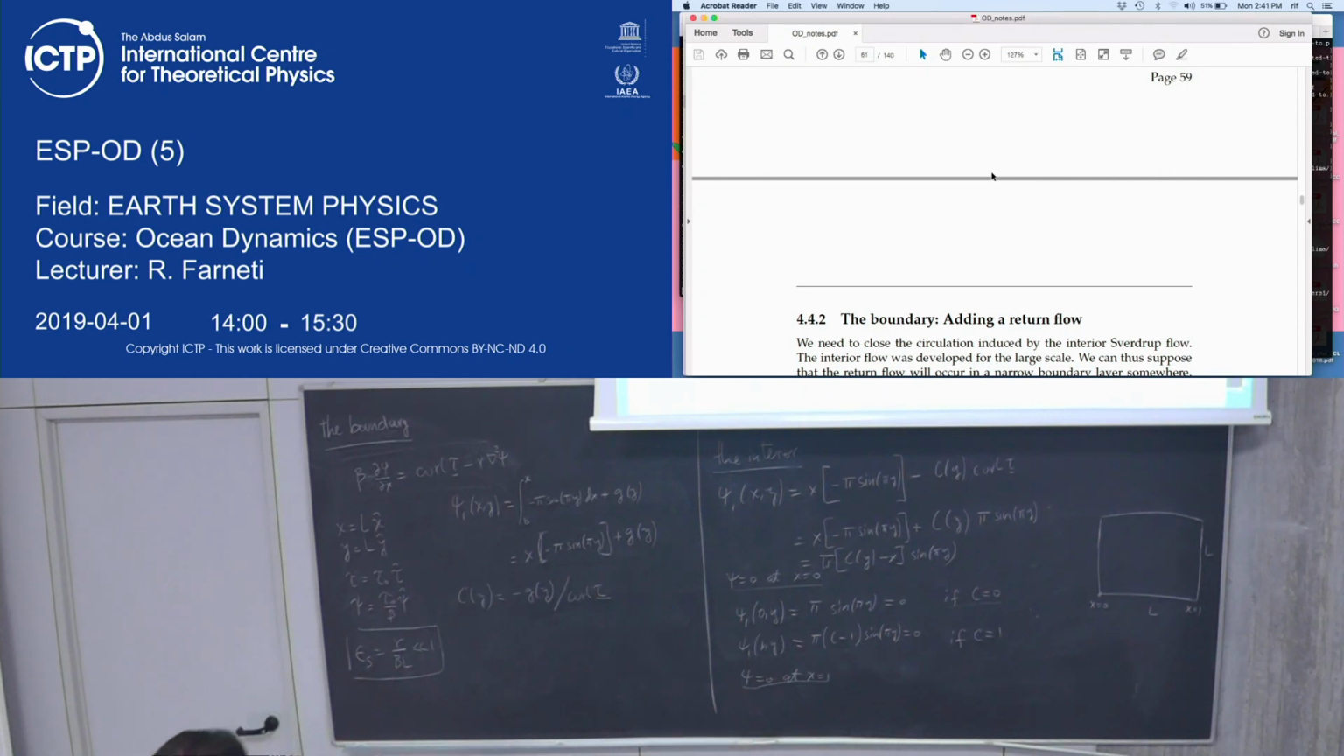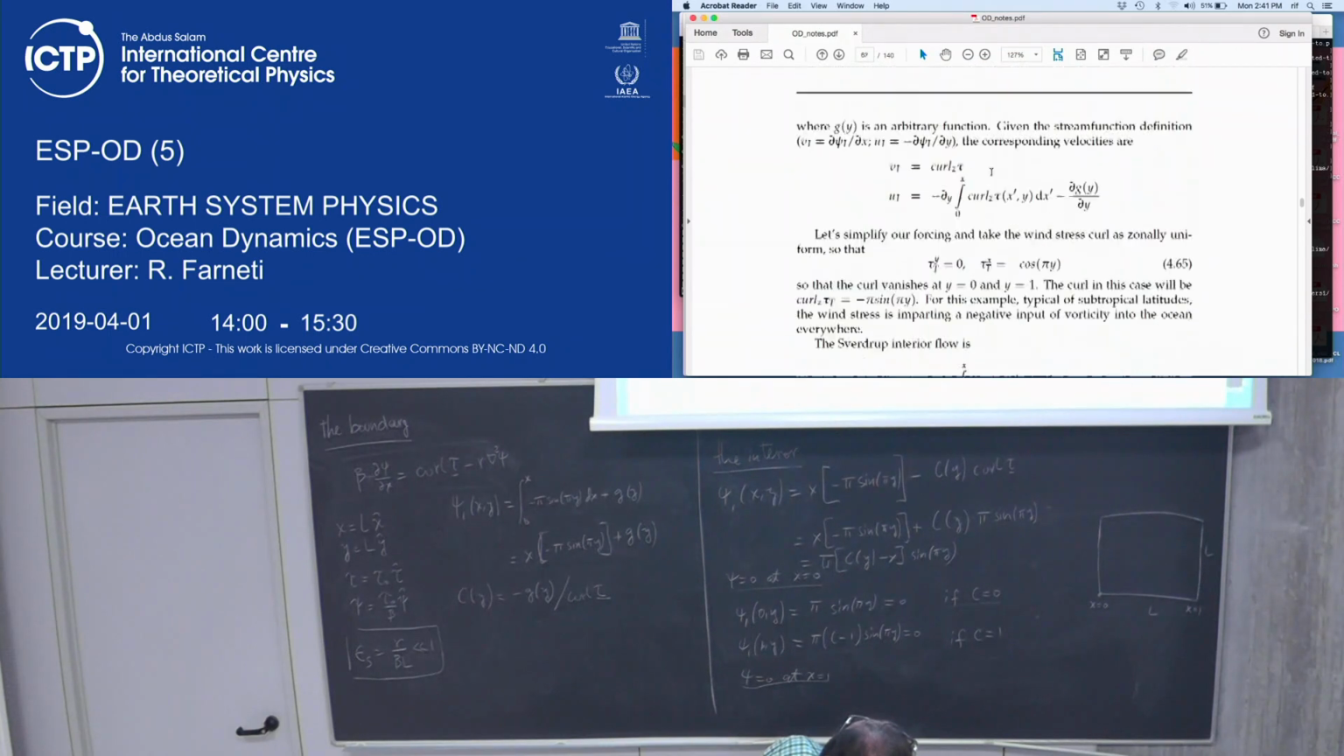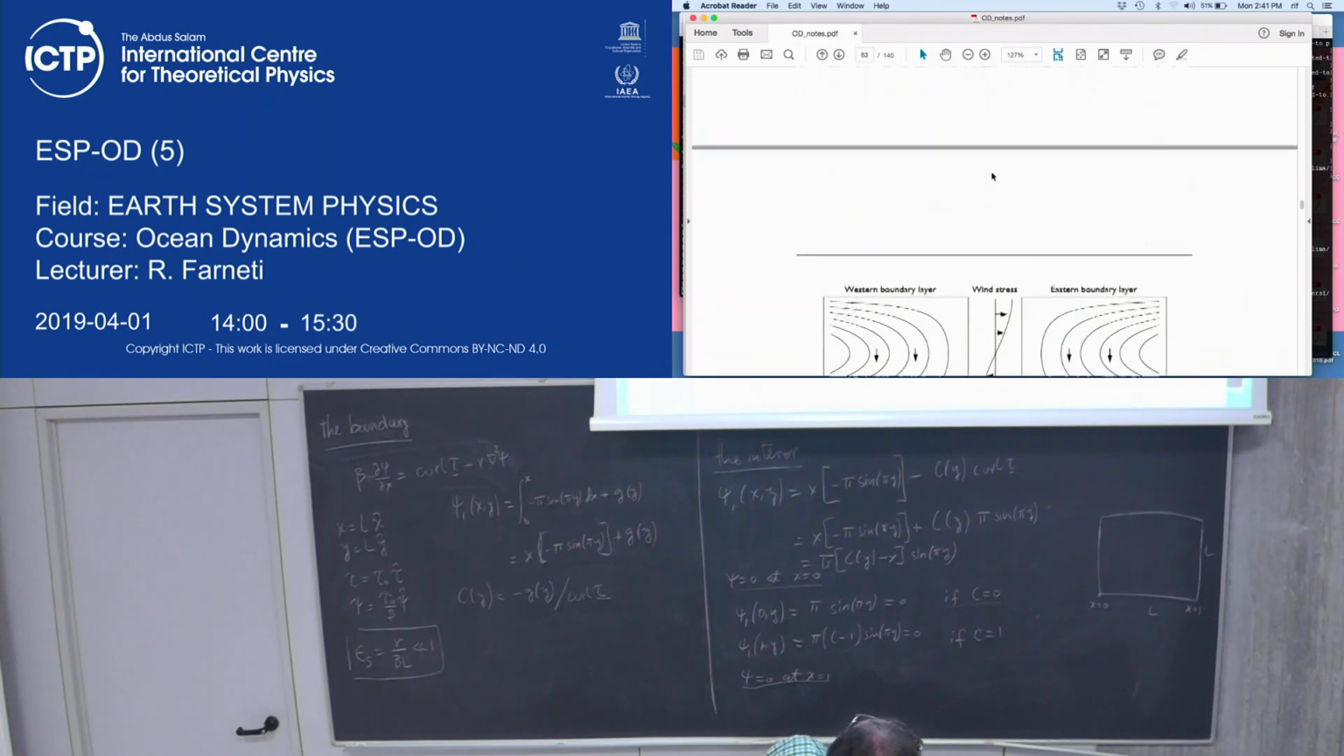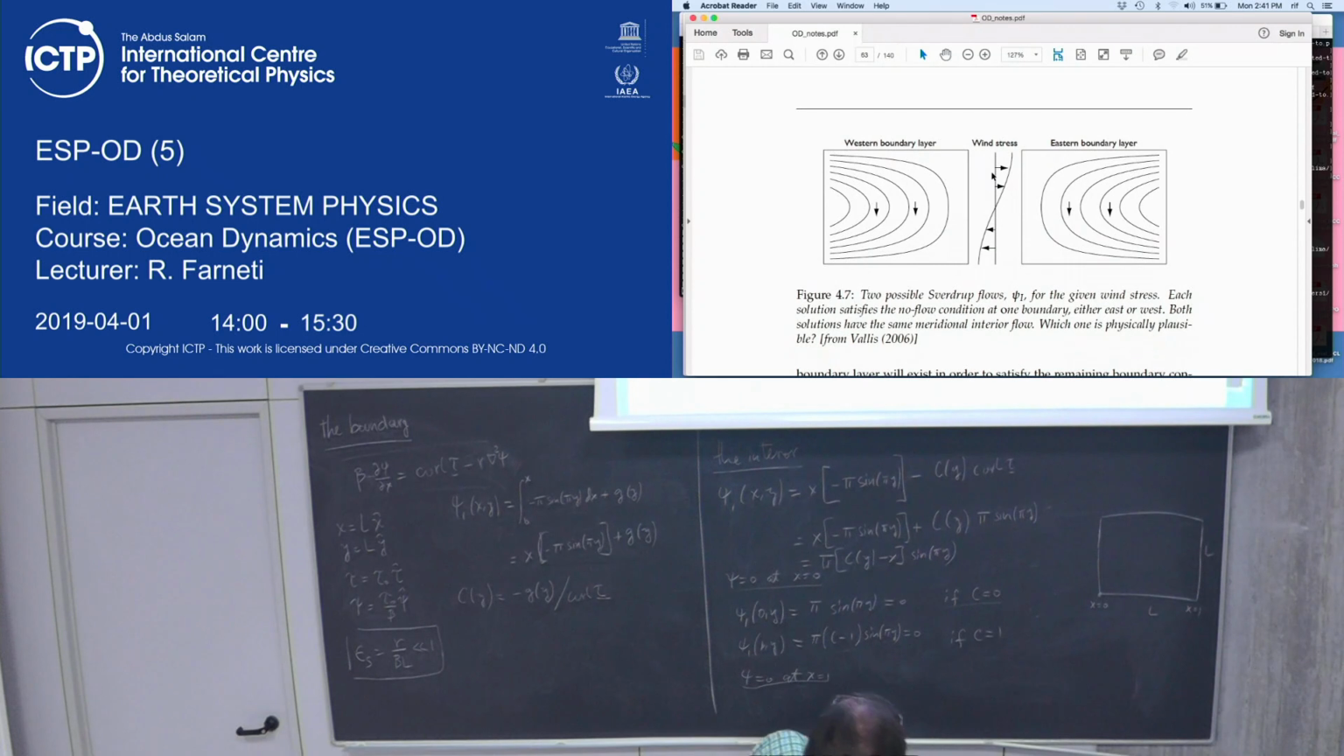So you have two possible solutions, but you don't know yet which one you want to choose. But you can always satisfy one, okay? Because it's a first order differential equation, so you have one boundary condition. Okay, so we'll see that. We'll have to choose one of the two. Okay, so you have these two possibilities, in fact.